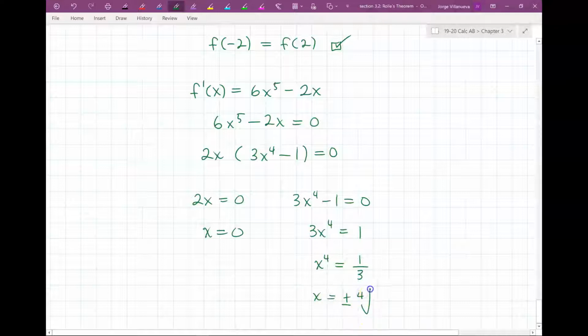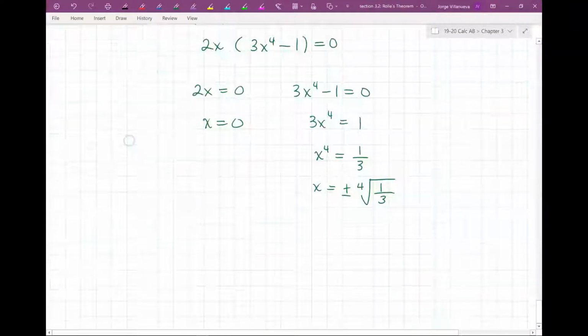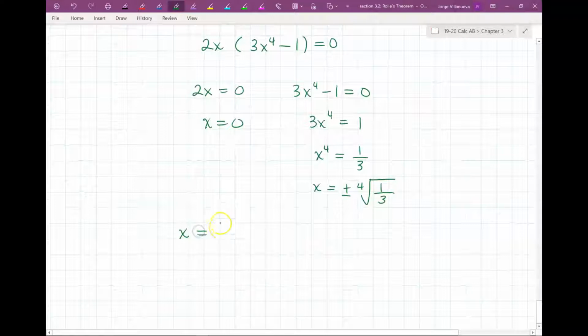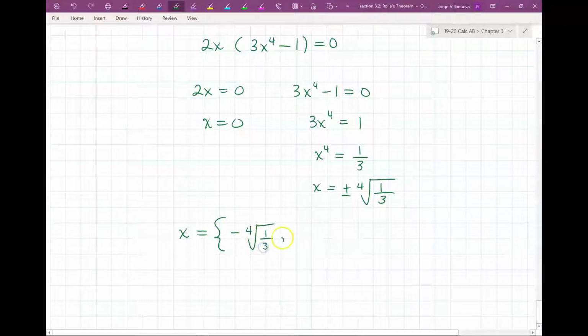Now, since the 4th root is an even root, then you have to include the plus or minus. If it's not an even root, then you don't have to. So how many extrema do I have? 3, right? 0, the 4th root of 1/3, and negative 4th root of 1/3. And that's it. Those are my 3. So I would just write them out right here. X equals negative 4th root of 1/3, 0, and the 4th root of 1/3.